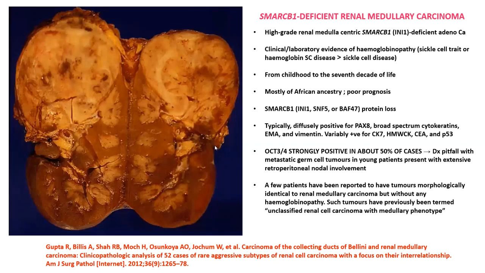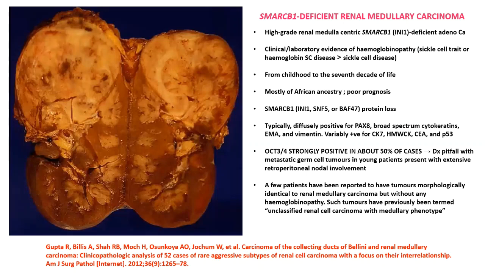As the name suggests, it's mostly confined to the region of the medulla, but oftentimes, because these tumors are very large, they will tend to jump out from the medulla and infiltrate into the adjacent cortex and even go into the perinephric fat. Now, this type of presentation of a large, bulky, high-grade tumor which has a significant medullary component is not a feature of a SMARCB1-deficient renal medullary carcinoma alone.